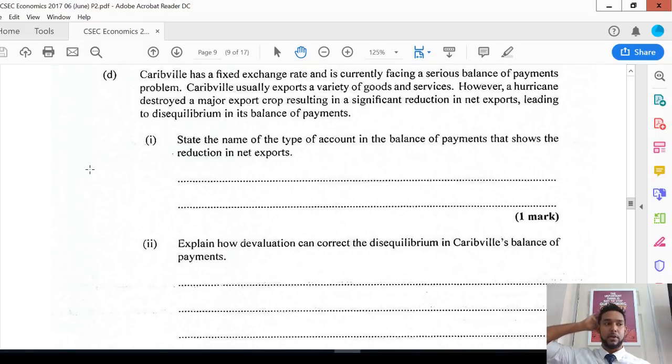Okay, so the name of the type of account in the balance of payments that shows the reduction in net exports. So we have current and capital. The current is the goods and services, capital is the interest, profits, dividends, gifts and grants. So which one do you think would be the one to show net exports? Current or capital? Current account. I agree.